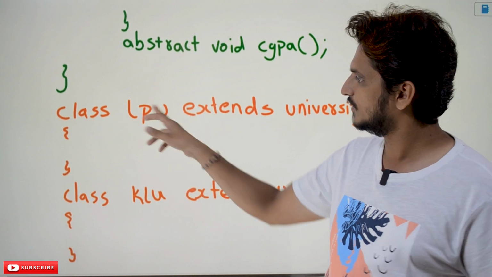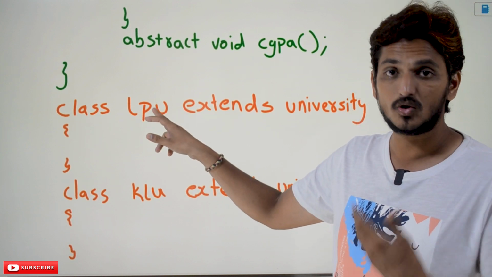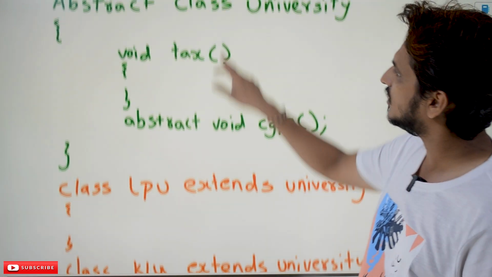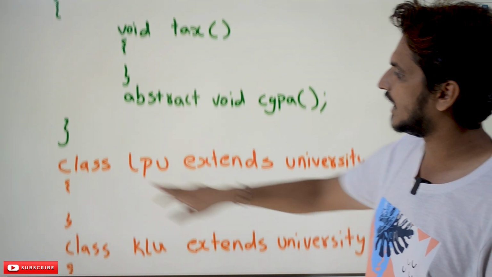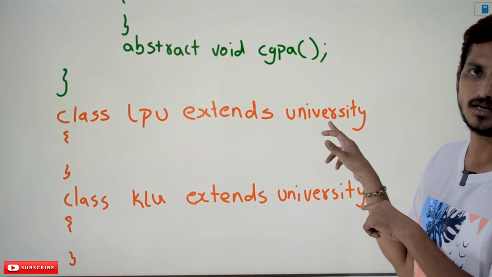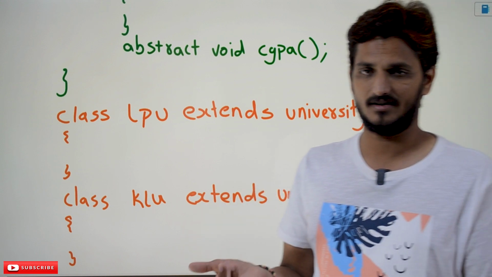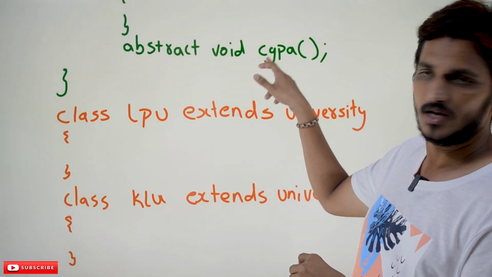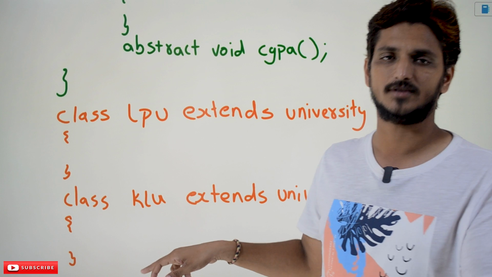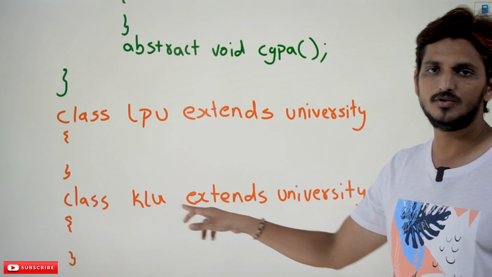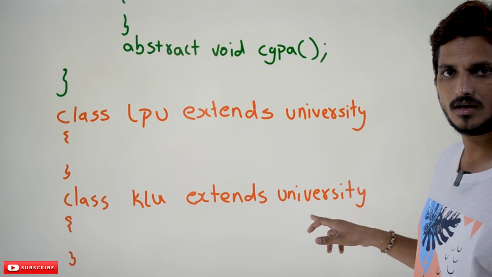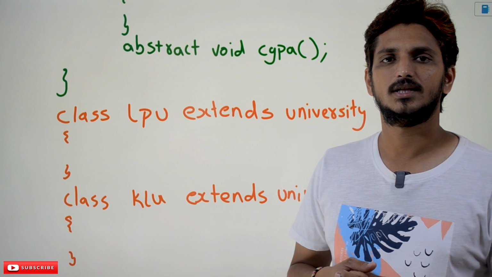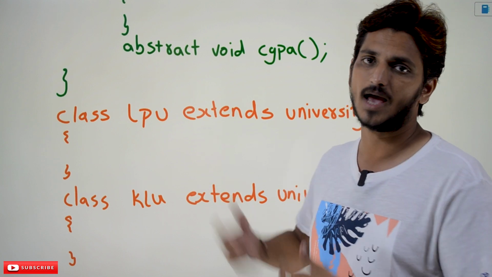Suppose Lovely Professional University, LPU, wants to build an application. The same logic has to be applied. So class LPU extends University. No need to write the code again. 80% is already done. The remaining 20% is abstract methods. You definitely have to implement them, but with your own logic. Class KL University extends University. So any application can use this. This is the use of an abstract class and abstract method.